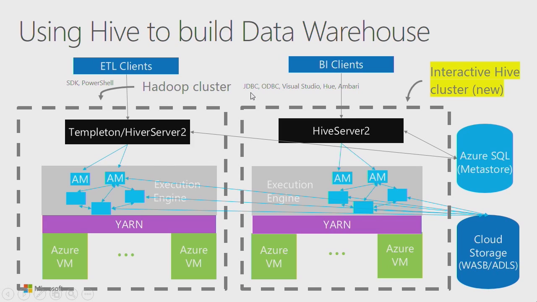Next, the BI clients will use JDBC, ODBC, Visual Studio, Hue, and Ambari to read from tables and to run queries on the tables, and the data will actually be read from the cloud storage. However, if it is in ORC format, it is cached in memory or on disk, so that subsequent queries which are similar do not have to go to the storage account. It can just be run directly from memory. So this is how customers typically build an enterprise data warehouse using Hive. I hope that was a lot of words. Hopefully that made sense. If not, we'll talk about it throughout the session.